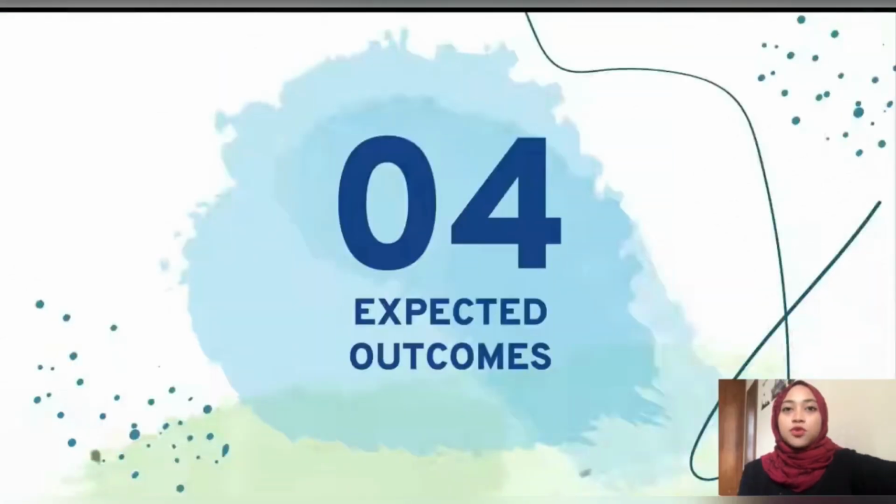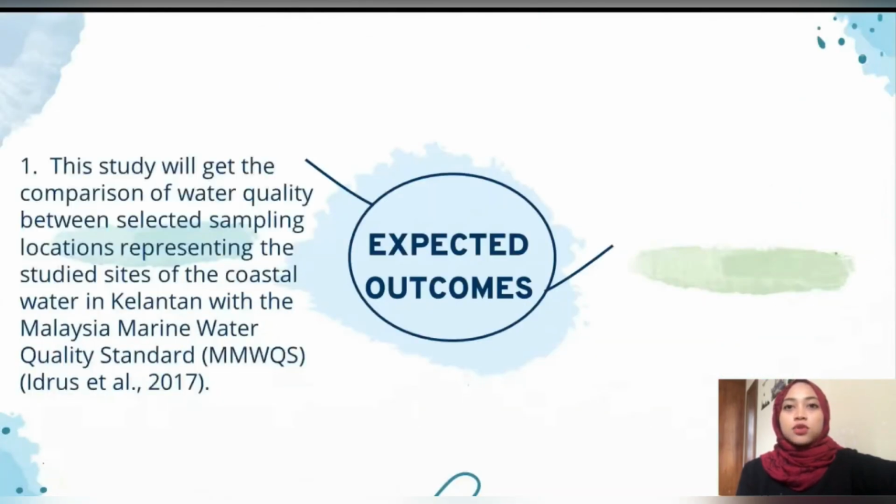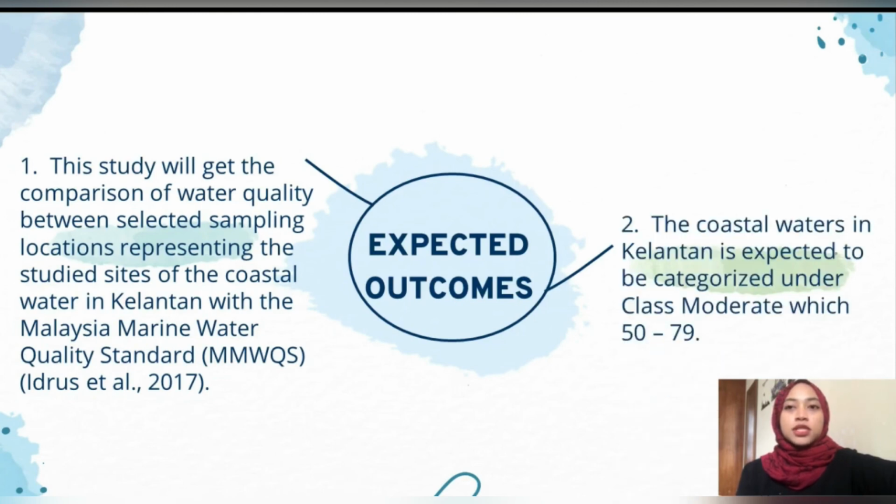Now, let's move to the expected outcomes. First, according to Idrus et al. 2017, this study will get the comparison of water quality between selected sampling locations, representing the study site of the coastal water in Kelantan, with the Malaysia Marine Water Quality Standard. Second, the coastal waters in Kelantan are expected to be categorized under class moderate, which is 50 to 79.